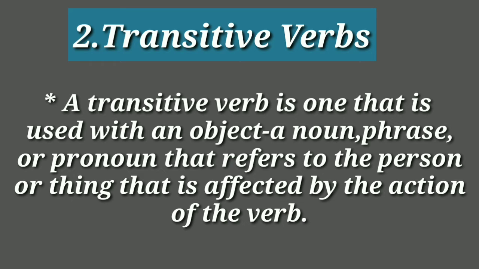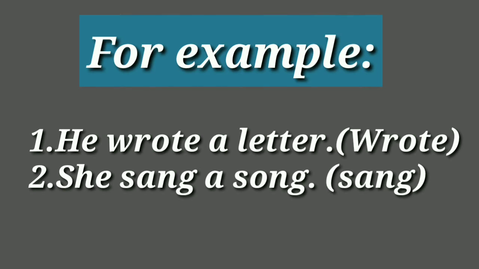A transitive verb is one that is used with an object, a noun, phrase or pronoun that refers to the person or thing that is affected by the action of the verb. Let's see some examples. He wrote a letter. Wrote a letter. She sang a song. Sang a song. In these sentences, the verbs wrote and sang require objects to complete their sense. These verbs are transitive verbs.